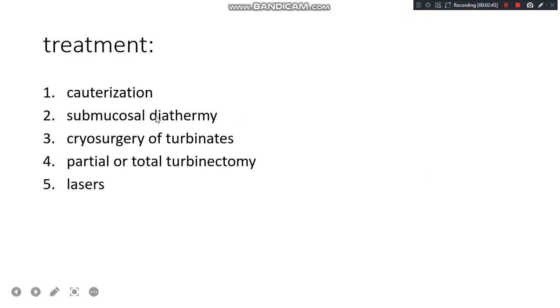So the treatment of this condition includes cauterization. It is a surgical process by which you just remove the excessive tissues which are not needed. And then submucosal diathermy, again the same process, but by means of temperature. And then cryosurgery, partial or total turbinectomy, that is a removal of turbinates, partially or totally depending upon what you are actually doing. And then the lasers.